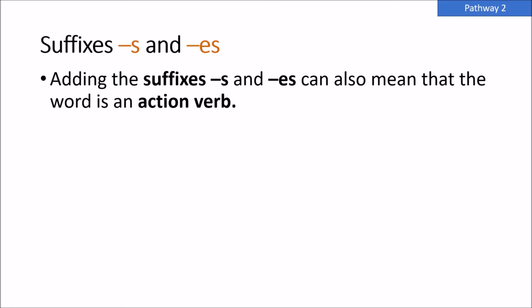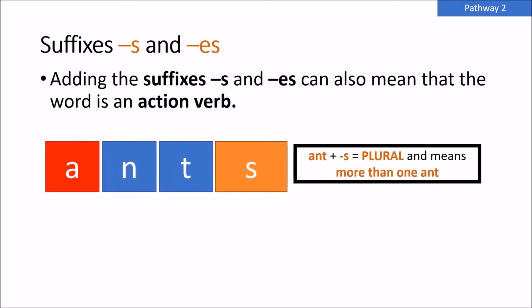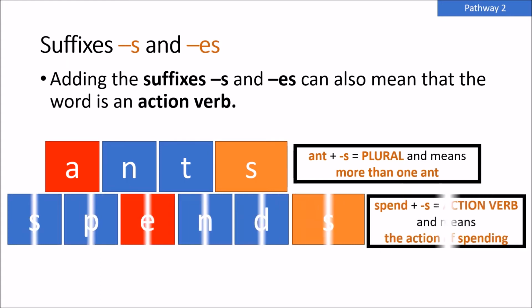Adding the suffixes s and es can also mean that the word is an action verb. So let's take a look at an example to compare the difference. In the word ants, the base word is ant, which is an insect, which would be considered a noun. So when we add the suffix s to the word ant, it makes it a plural word and means more than one ant, more than one of that thing, that base word, that would be a noun. But if we look at the word spends, we have the base word spend, which is actually a verb. It's something that you do. And so when we add that suffix s, it turns it into an action verb and means the action of spending.